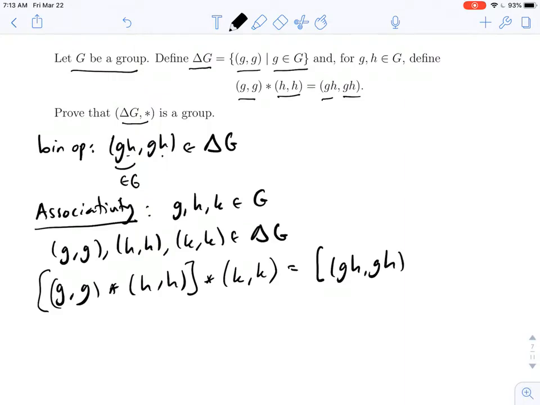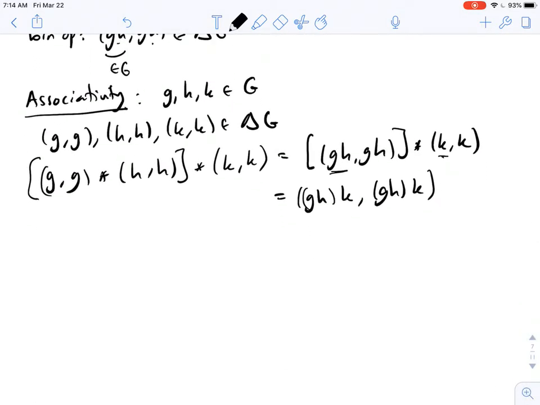So when I multiply first in the brackets, I'm going to get (gh), and then we'll star with the (k, k). And when I do that, I'll get (gh)k, comma, (gh)k, where note here, I'm leaving the parentheses because that's really what I'm doing. I'm taking the product gh and starring it with k, or multiplying with k.